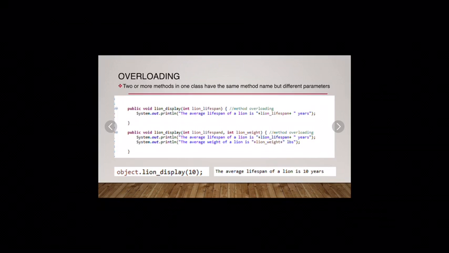Let's look at the other scenario that there can be. If you're calling this lion display method, you're sending 10 and you're also sending 130, it will know that it should be this function. So on the output of the program, it should display: the average lifespan of a lion is 10 years and the average weight of a lion is 130 pounds. Everything depends on the number of parameters that you have. That is method overloading.